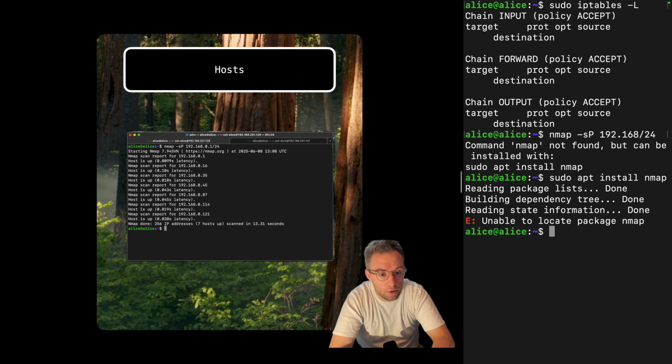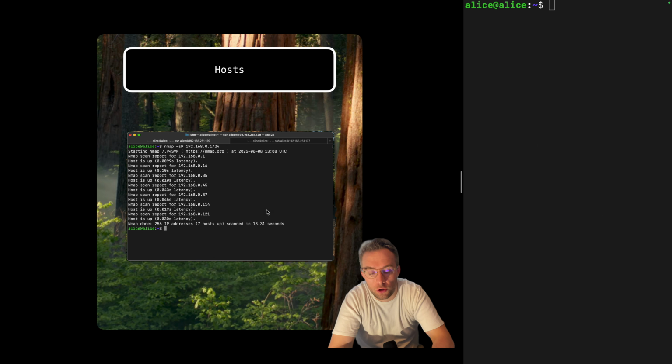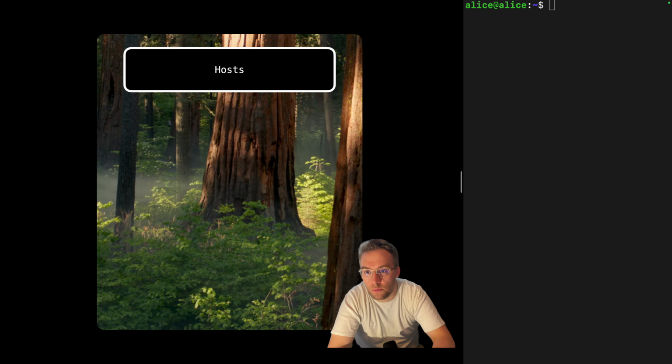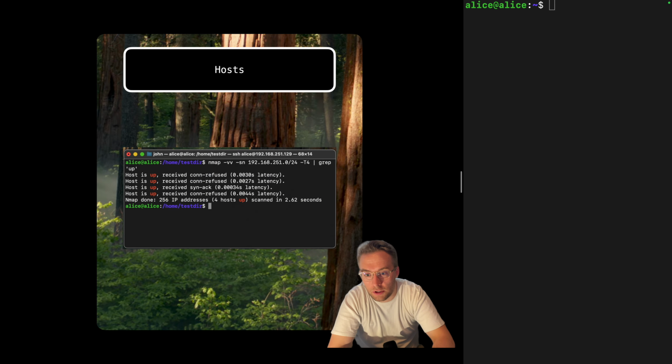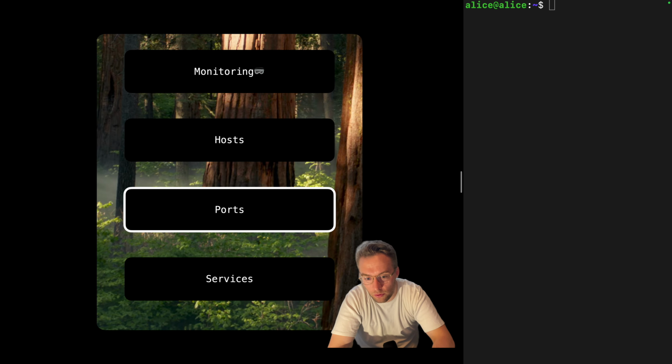Why isn't that locating the package nmap? Sudo apt, let's try to get. That's actually pretty interesting. Okay, I'll figure that out later. We can just go on. You get an idea of what we get. We get this command, we get the output here. We can see how many hosts are up on the system, and we can also watch, as we saw before, the IP addresses.